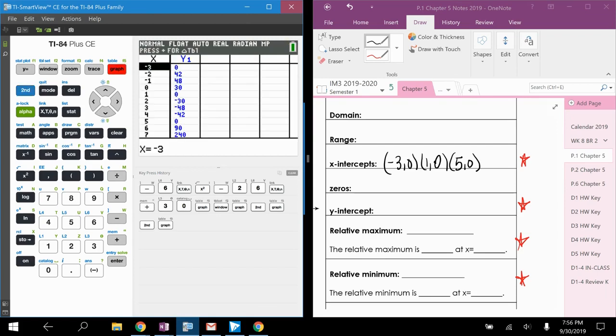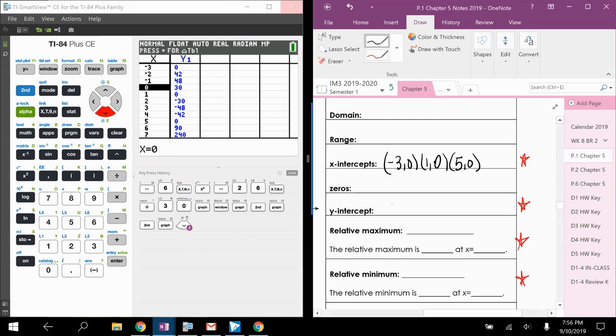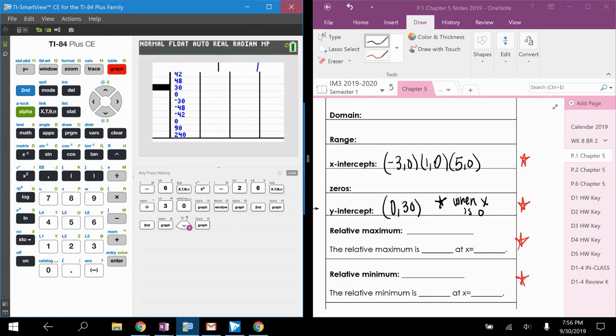Now that we got this table, so again, press second, the blue button, graph, and that gets you your table. We can now find that y-intercept. We're looking for when x is 0. So that's going to be 0, 30. What you look for on your calculator is when x is 0. Now we have to find our relative max and min. So go ahead and press graph again.